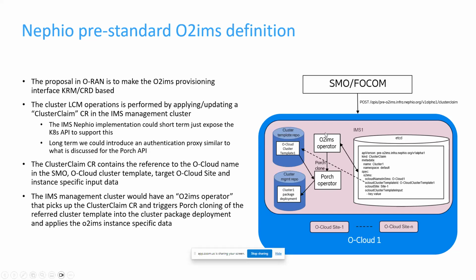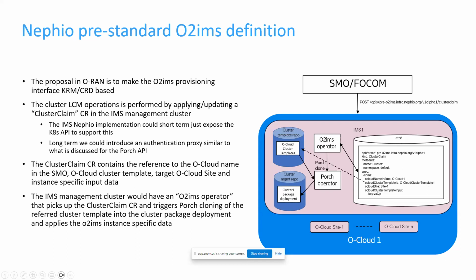And then you would need to have an O2IMS operator here acting on this custom resource, the cluster claim custom resource. And here I thought that what this one would do, to start with, is trigger a pull cloning of the referred OCloud cluster template into the package or into the management repo. And it applies this input data, so that it is conveyed as instance specific data into this package deployment.